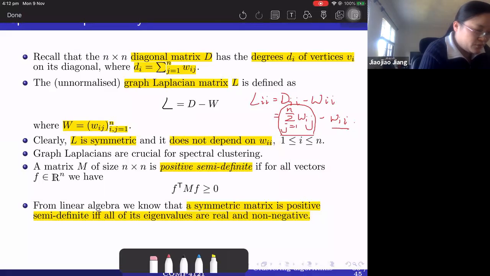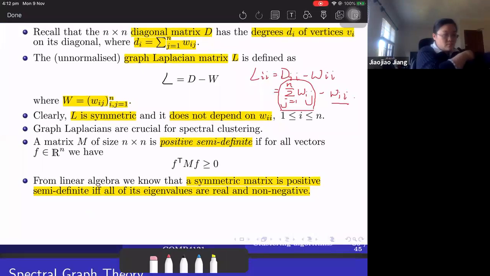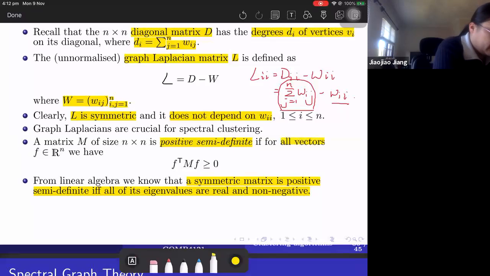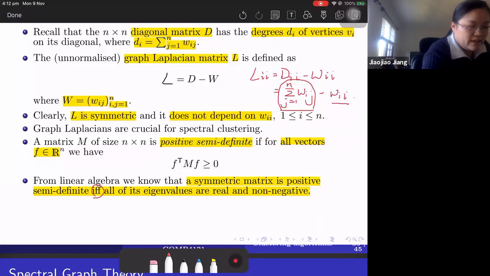And later we will see that the Laplacian matrix L is positive semi-definite. So the definition of a matrix M to be positive semi-definite is for all vectors f, we have f transpose times matrix M times f is greater than or equal to 0. This is the definition of positive semi-definite. And from linear algebra, we know that a symmetric matrix is positive semi-definite if and only if all of its eigenvalues are real and non-negative.